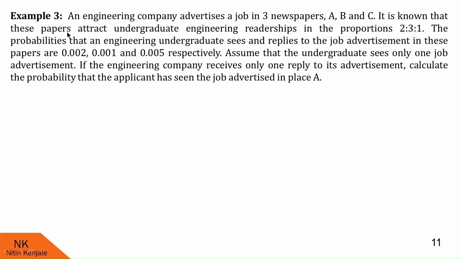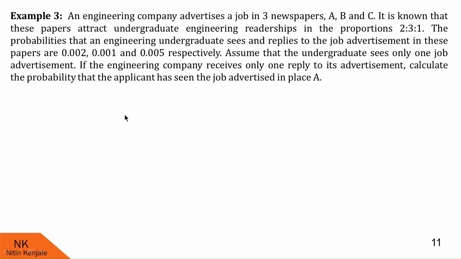Let me read out this example for you. An engineering company advertises a job in 3 newspapers, A, B and C. It is known that these papers attract undergraduate engineering readerships in the proportion 2:3:1. The probabilities that an engineering undergraduate sees and replies to the job advertisement in the paper are 0.002, 0.001 and 0.005 respectively. Assume that the undergraduate sees only one job advertisement. If the engineering company receives only one reply to its advertisement, calculate the probability that the applicant has seen the job advertisement in paper A.